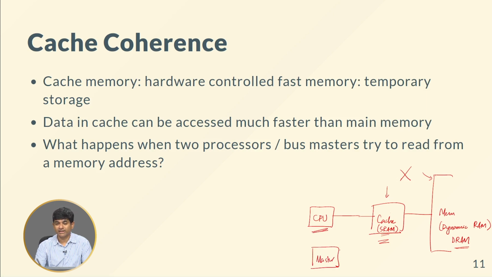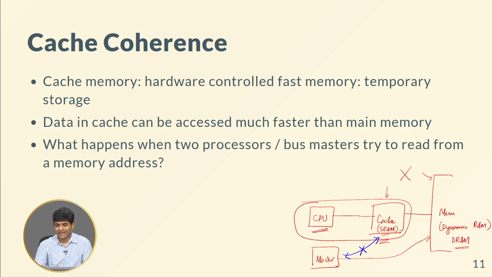And I am intentionally calling this a bus master because it could be another CPU or it could be DMA. What happens when another bus master comes in and wants to read from memory? The problem is, for this cache to work well, it has to be part of the CPU or very closely tied to the CPU itself, which means that this bus master is not really seeing this cache.